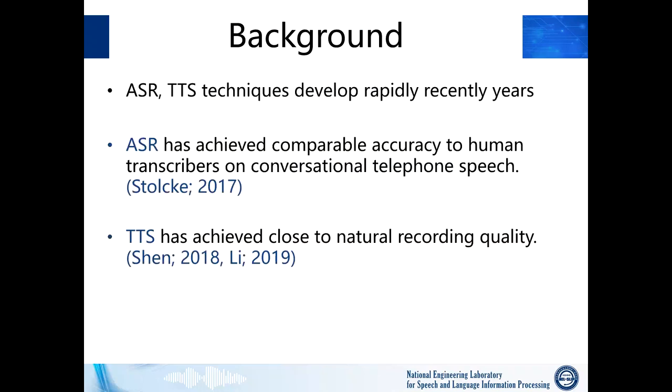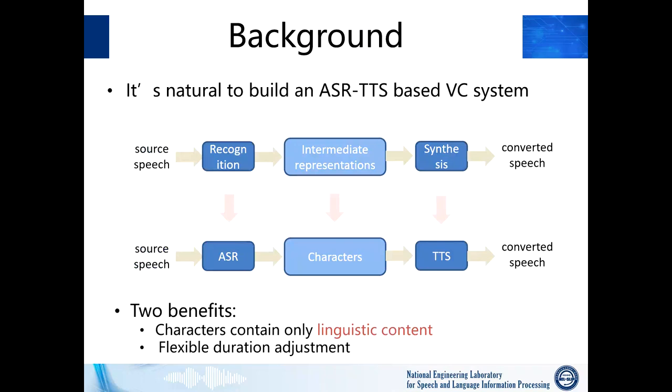ASR and TTS techniques have developed very rapidly in recent years. Therefore, it's natural to build an ASR-TTS-based voice conversion system by cascading the ASR and TTS modules. In this case, the characters are actually used as intermediate representations. There are two benefits of this kind of method. First, the characters only contain the linguistic content. Second, once the characters are obtained, it's easy to adjust the duration flexibly by using a sequence-to-sequence TTS system.